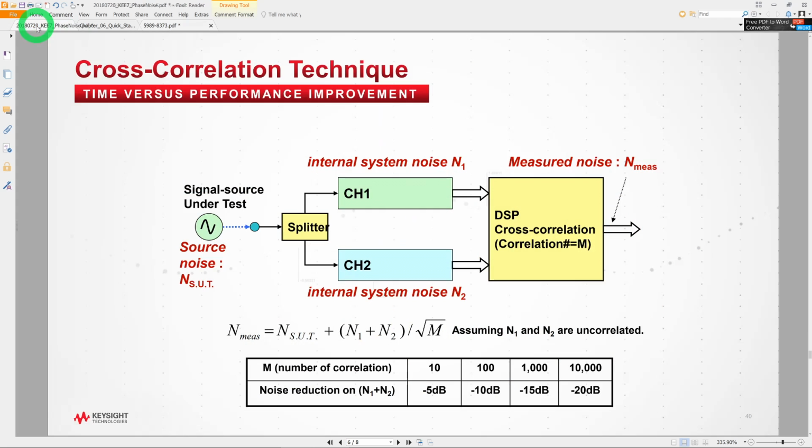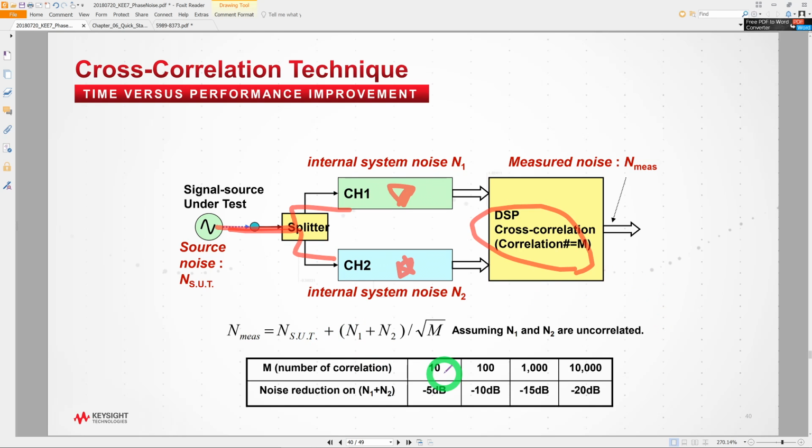So if you go back over here, we can do some calculations and find out how much phase noise improvement we can get the more we do cross correlation measurements. So here it is. You can see here's our first channel, that's the top channel, and here's the bottom one, the bottom channel, and here's the splitter like I was explaining earlier. So that's exactly the same, and here's the cross correlation. This is all done in the digital domain once everything is digitized.